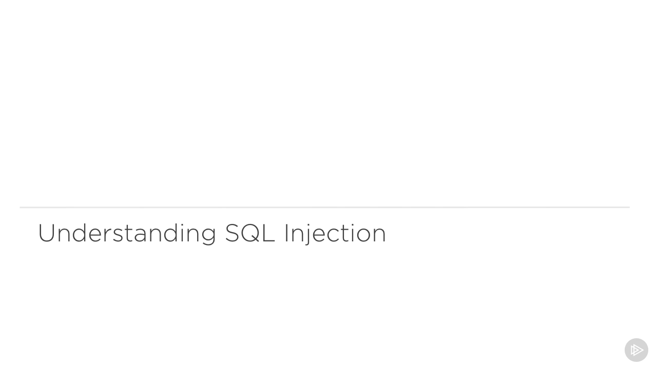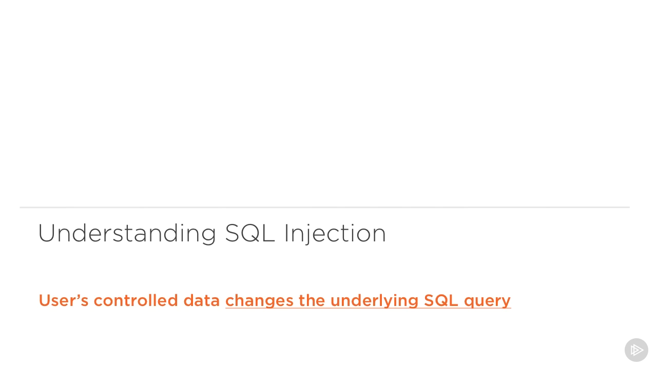Let me explain how SQL injection works and how it can be used to bypass password verification. SQL injection is about changing the underlying SQL query. If the attacker can change the underlying SQL query, then the attacker can change the logic of the query, and it can lead to very severe consequences. Let me show you how it works.